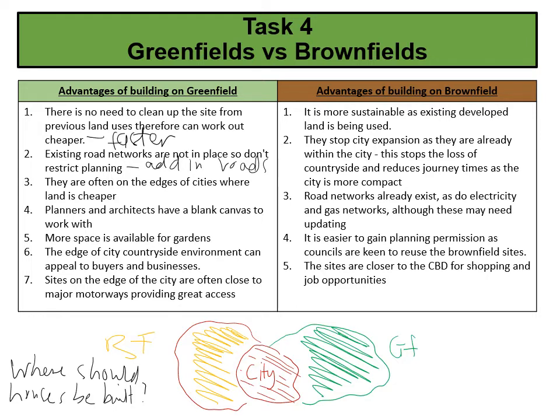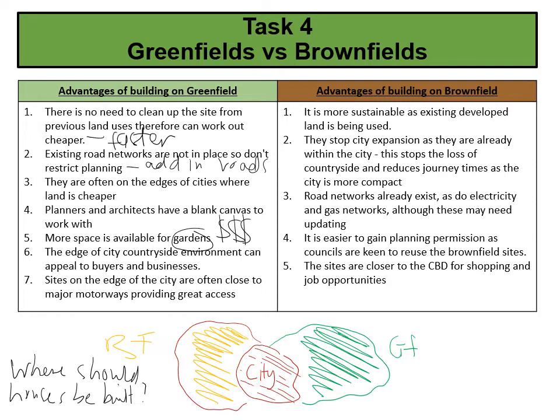Let's look down then at number 5, there's more space available for gardens. So if that site has not been built on before, then it's going to be generally quite lush green grass. So it means that the gardens in these houses are going to look generally nicer. There's more space for open plan sites and fields. So you might be able to make your houses more expensive as a result.